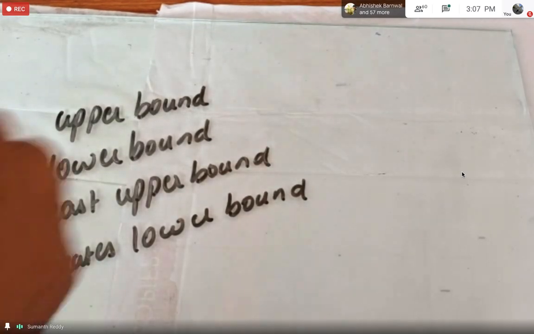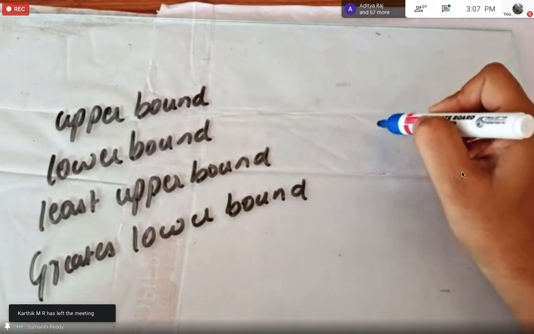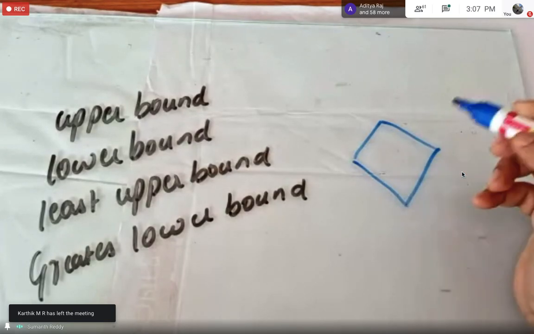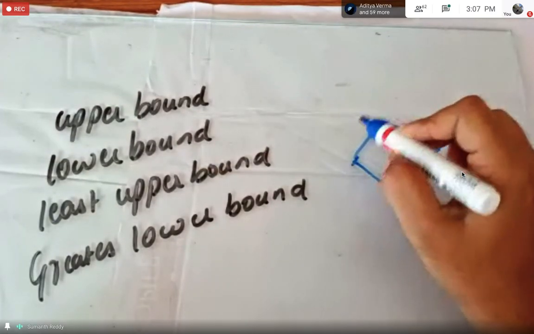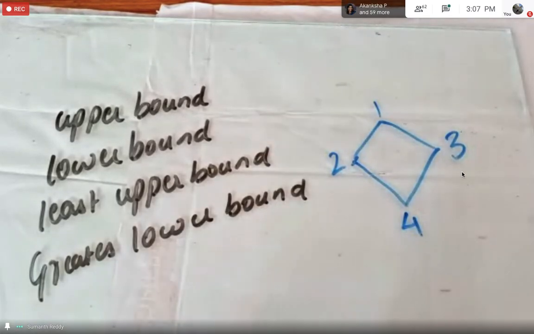Okay, so upper bound in general, I will tell you. Okay, so by taking one simple example, I'll just try to teach you. Okay, so let me take one simple diagram. So, okay, I'll take this diamond. So let me name this as 1, 2, 3, and 4. Okay, so these are the numbers I have taken. So when I'm finding the greatest element, can you tell me, students, which is the greatest element here? Which is the greatest element?